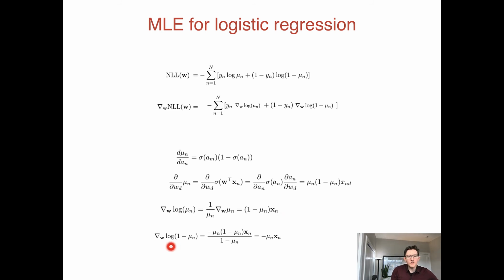We can do the same thing for log of 1 minus mu of n. The derivative of log of 1 minus x with respect to x is negative 1 over 1 minus x. So that's what we have here. Then we plug in this thing here. The 1 minus mu cancels, and we get this derivative equals negative mu n times x.